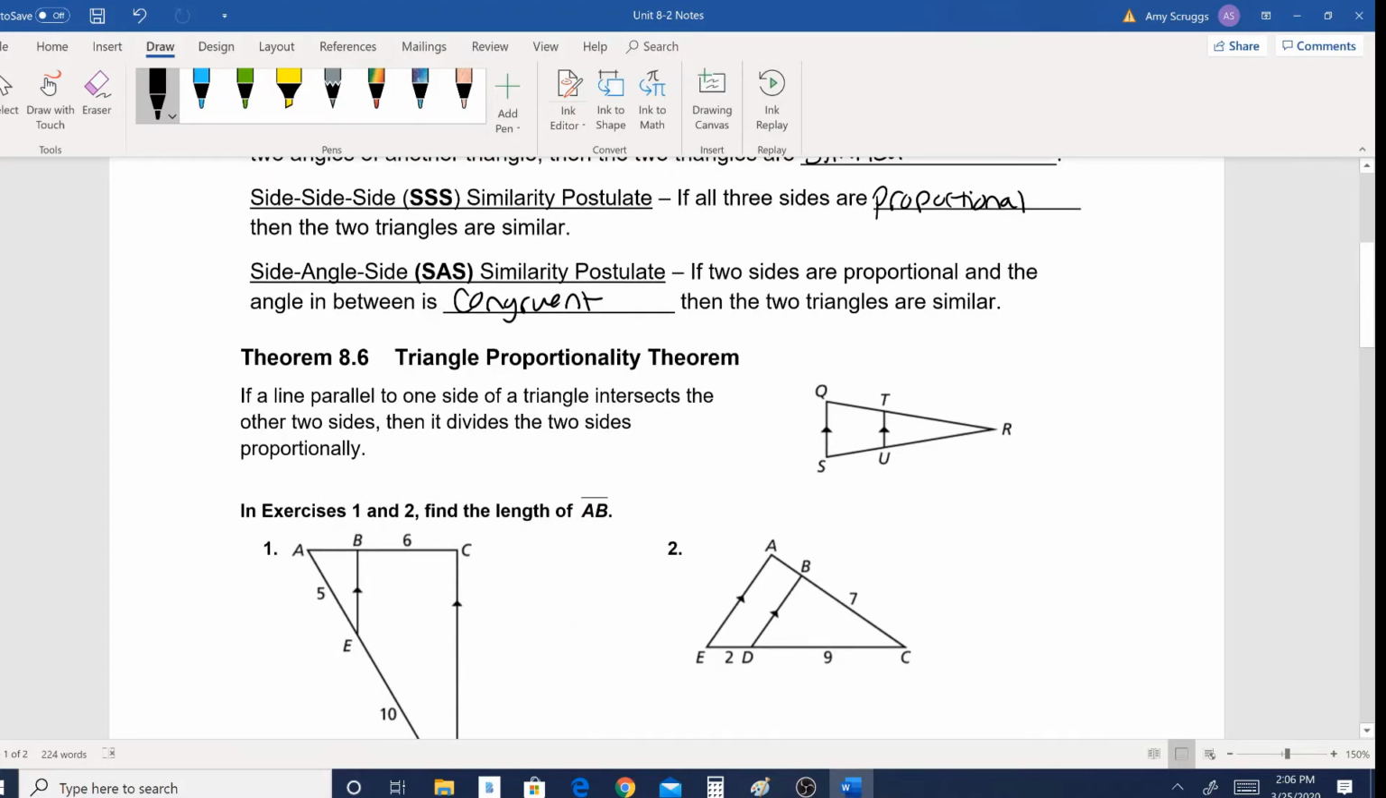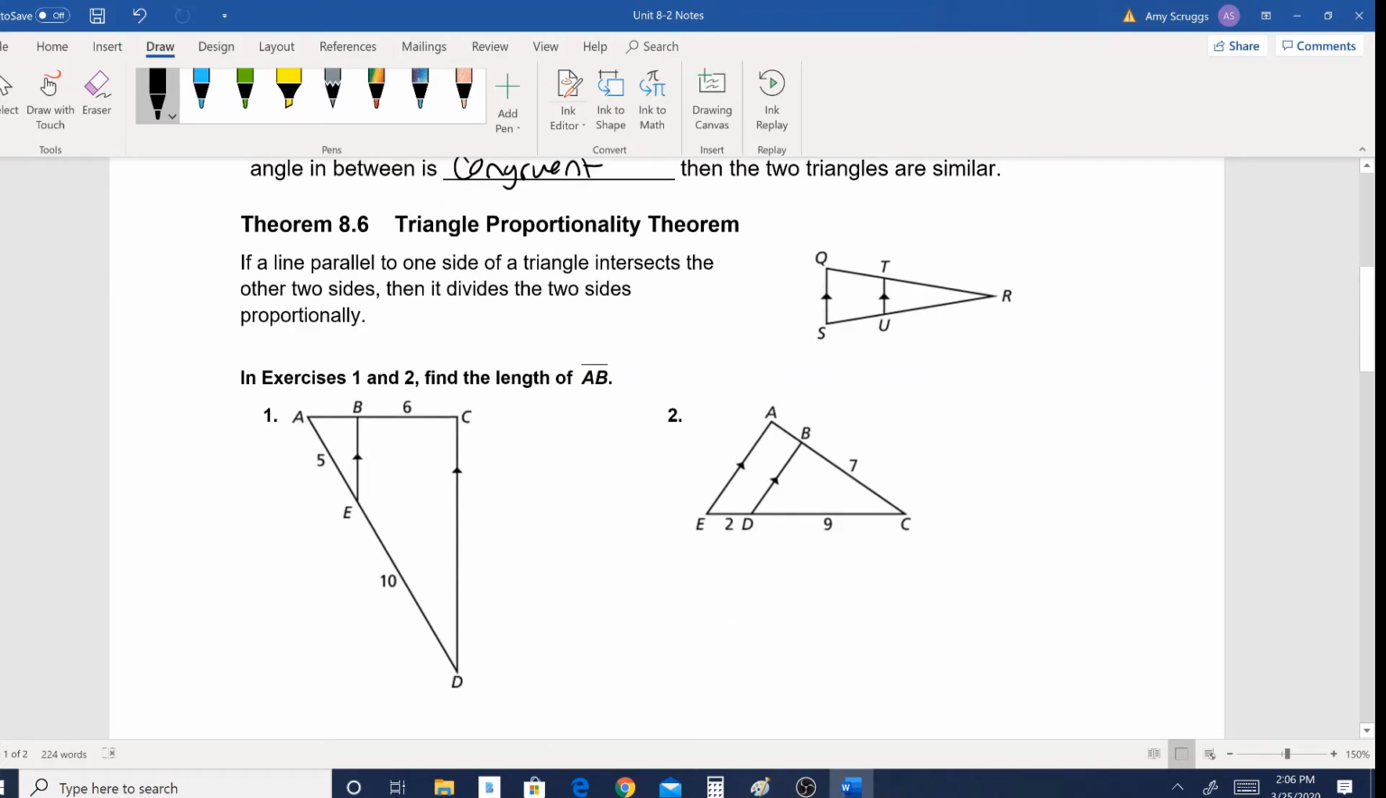Okay, so the triangle proportionality theorem states that if a line parallel to one side of a triangle intersects the other 2 sides, so basically if one side of your triangle is parallel, not congruent, but is parallel to a side that's intersecting the triangle, then it divides the triangle into 2 proportional sides, or 2 proportional halves, or however you want to say this, okay? So if I'm looking at it from that perspective, all of this stuff is now proportional to all of this stuff, meaning they have the same ratio, same scale factor.